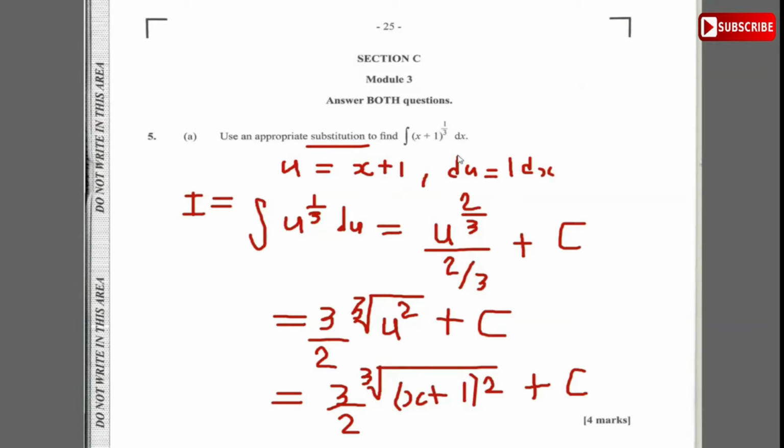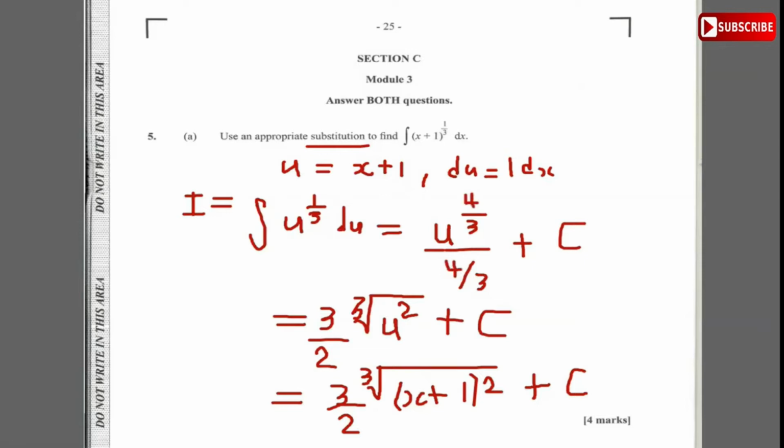Wait, let's check back. I think we made an error here. We add 1 to the power, 1/3 plus 1. Oh gosh, 1/3 plus 1 is 4/3. That's embarrassing. My gosh, 1/3 plus 1 is 4/3, not 2/3. This should be 4/3. That should be divided by 4/3.